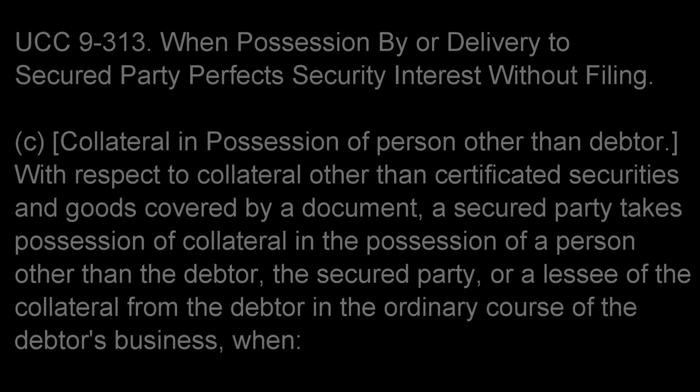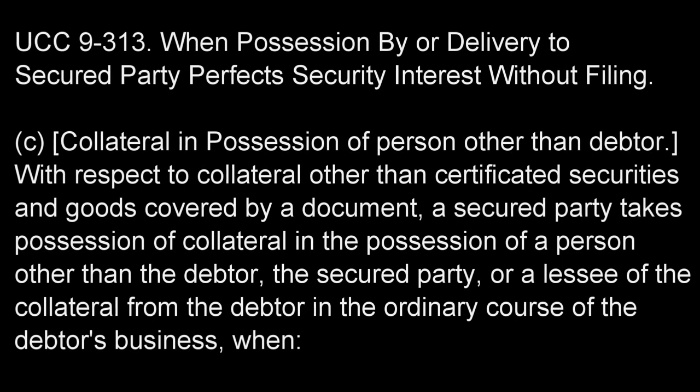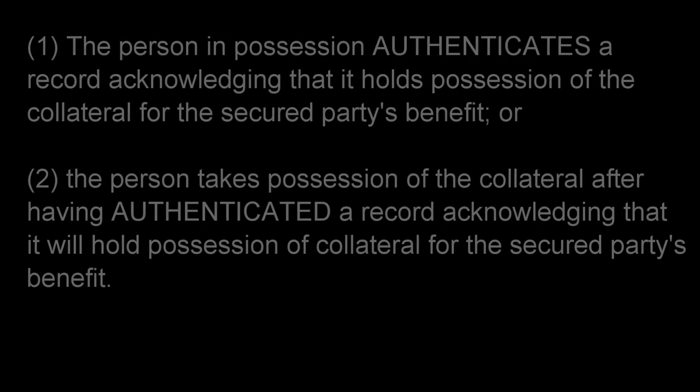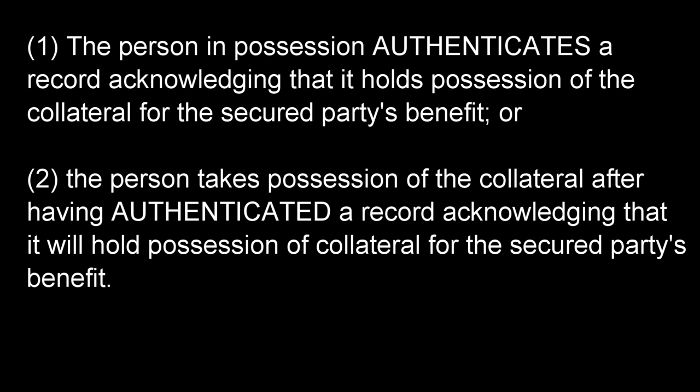Now let's take a look at C, where it says, collateral in possession of person other than debtor. Now, if we understand a debtor to be our fictitious corporation name, then that means that we would be the other person. All right, so collateral in possession of person other than debtor. Now, with respect to collateral other than certificated securities and goods covered by a document, a secured party takes possession of collateral in the possession of a person other than the debtor, the secured party or a lessee of the collateral from the debtor in the ordinary course of the debtor's business when, one, the person in possession authenticates a record acknowledging that it holds possession of the collateral for the secured party's benefit.